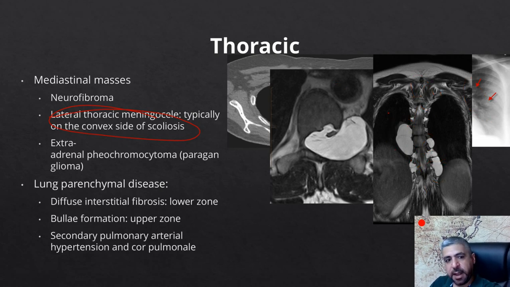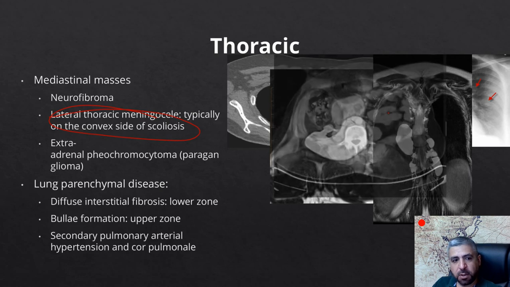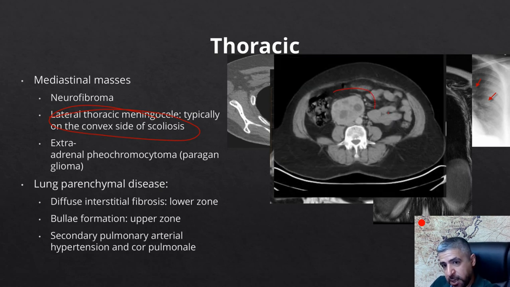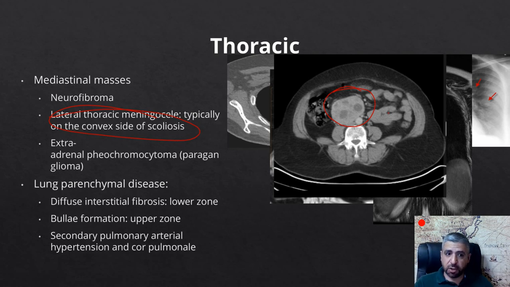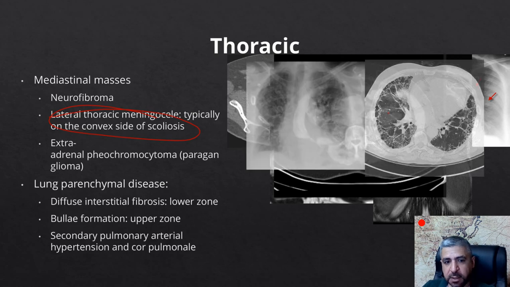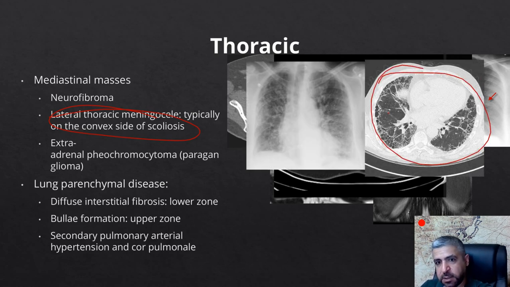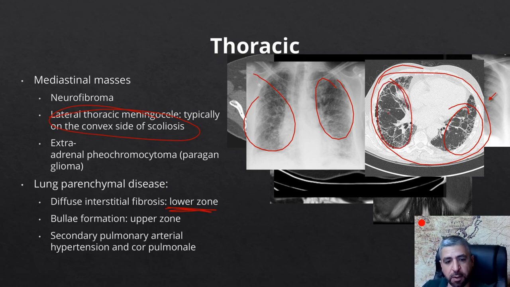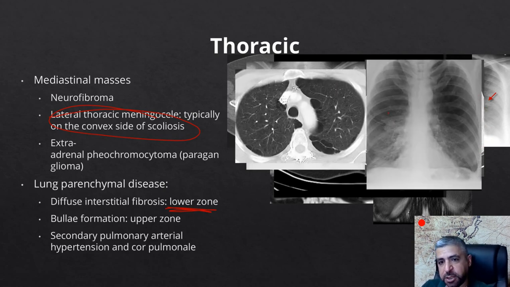In the chest x-rays again, we have extra-adrenal pheochromocytomas, or what's called paraganglioma. For example, here you can see this tumor turned out to be a pheochromocytoma or paraganglioma that is not in the adrenal gland. It's extra-adrenal pheochromocytoma, okay? And lung parenchymal disease, including diffuse interstitial fibrosis, like you see here. This interstitial fibrosis is usually more prominent in the lower zones. You can see the lower zones are involved more than the upper zones in neurofibromatosis. And on the opposite side, in the upper zones, we see multiple bullae formation.